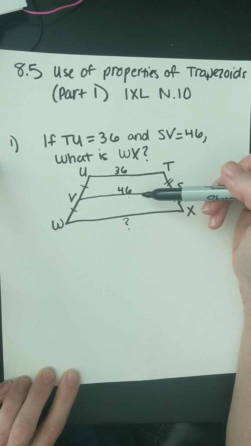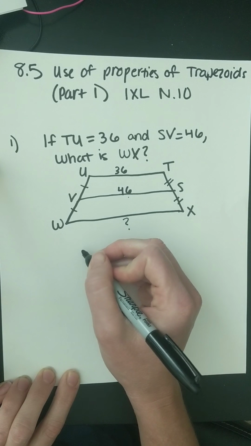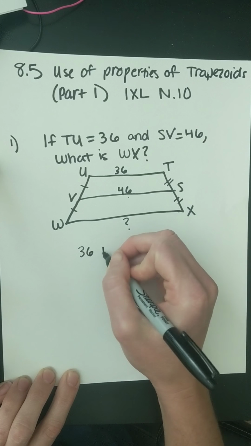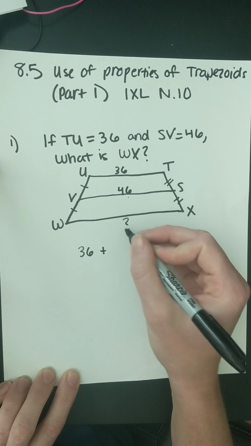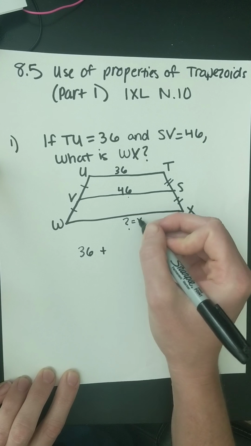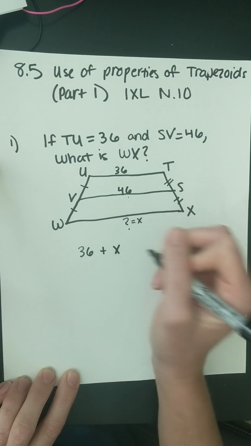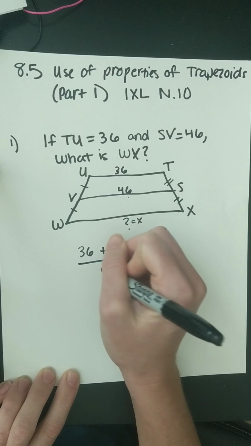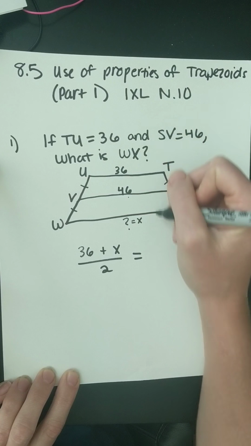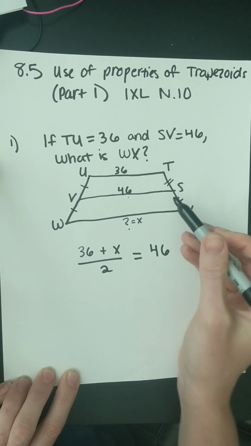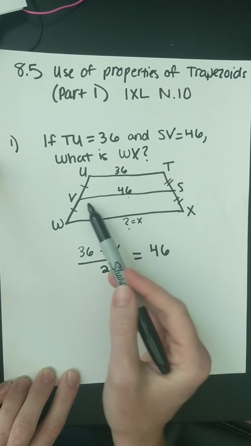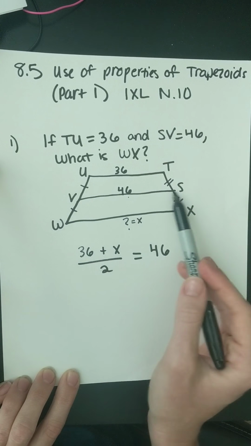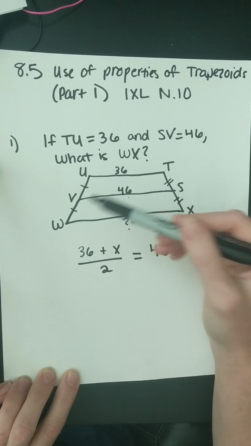So the way you can solve this is 36 plus x, because that's what we're just going to throw in there. Our question mark is just going to be x. Divide this by 2, and that will equal our mid segment, 46. And our mid segment is that segment that cuts the 2 sides in equal parts.